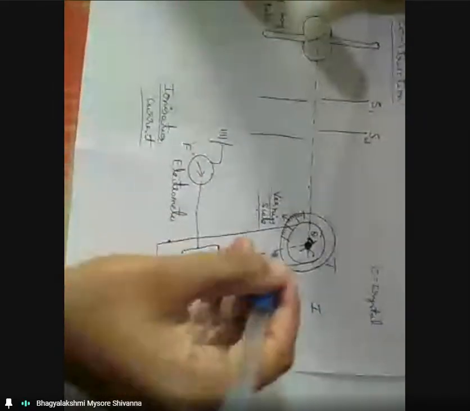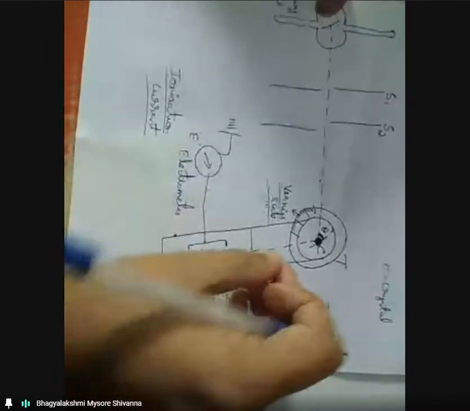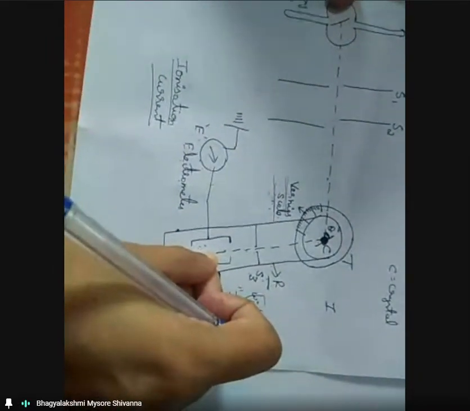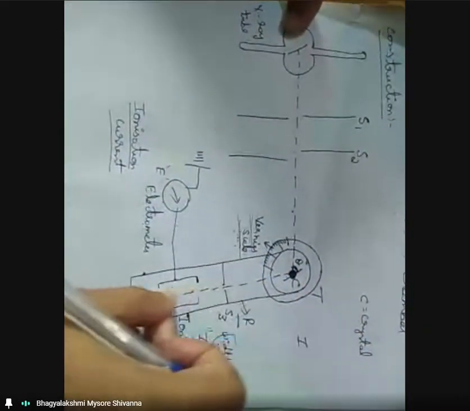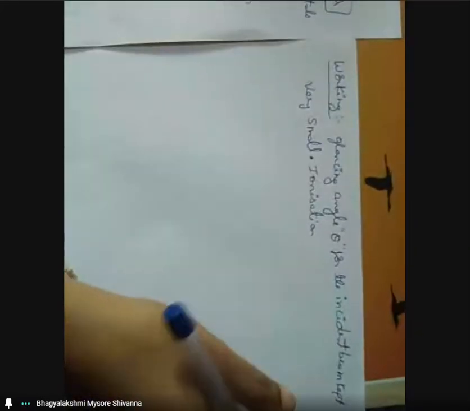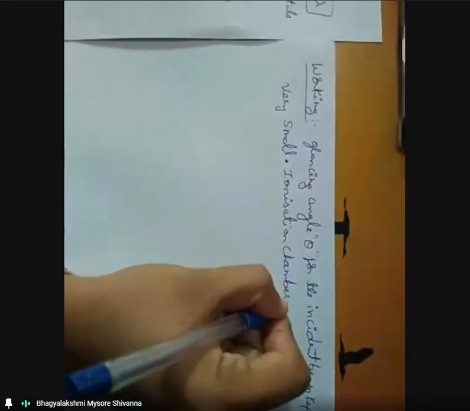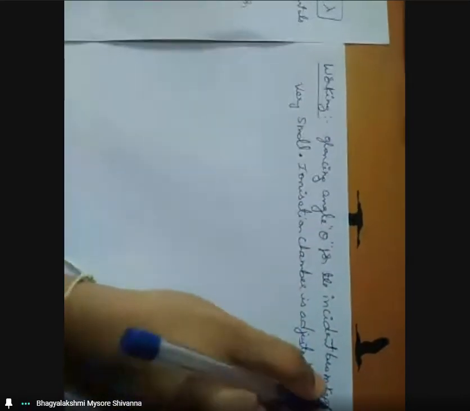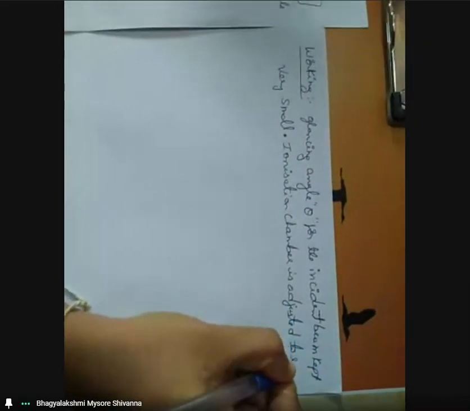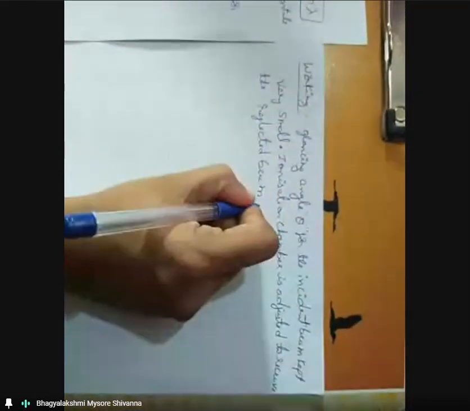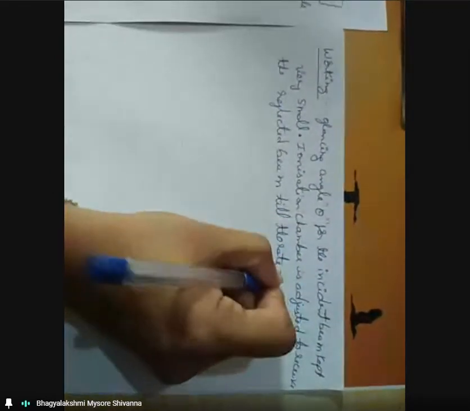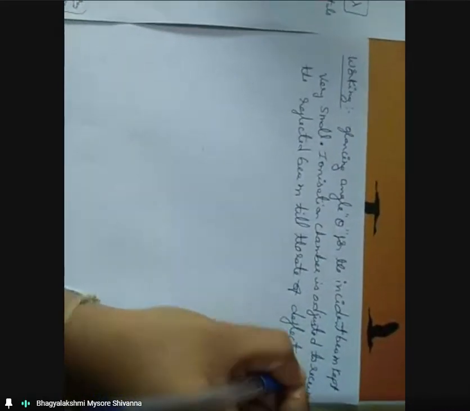The ionization chamber is adjusted to receive the reflected beam till the rate of deflection is maximum.